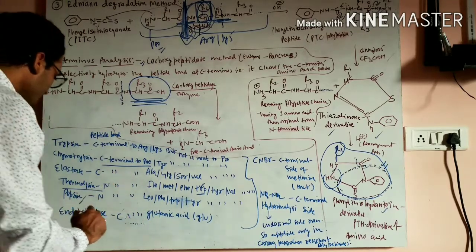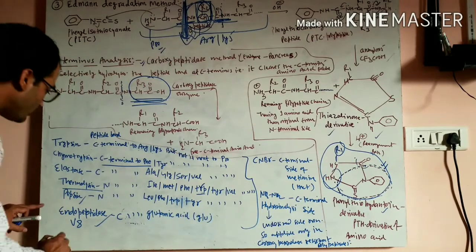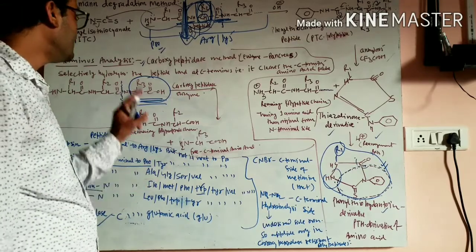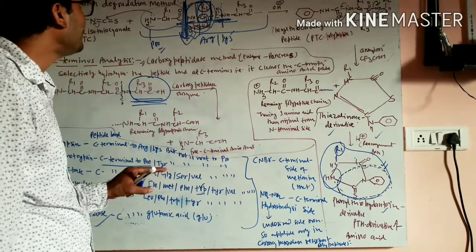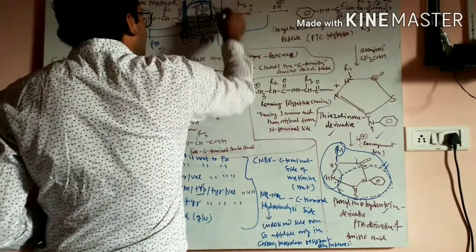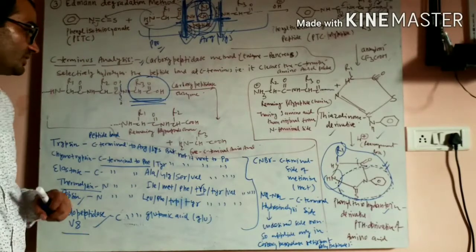Okay? And the next enzyme is endopeptidase V8, and it cleaves the C-terminal side of glutamic acid. If this is the glutamic acid molecule, then it will cleave this peptide bond from the C-terminal side. This is the endopeptidase V8.